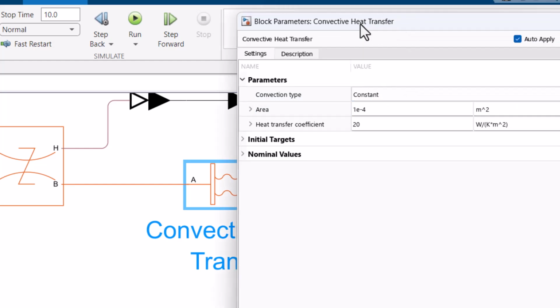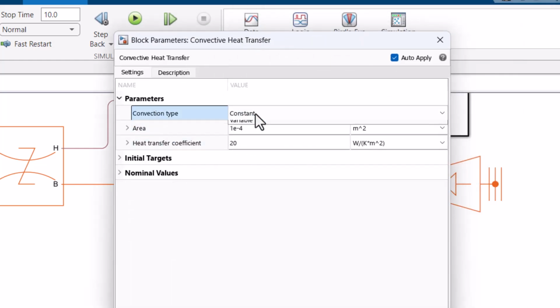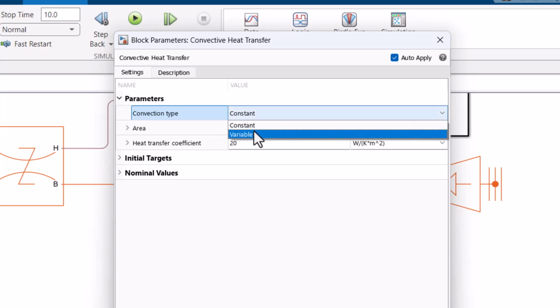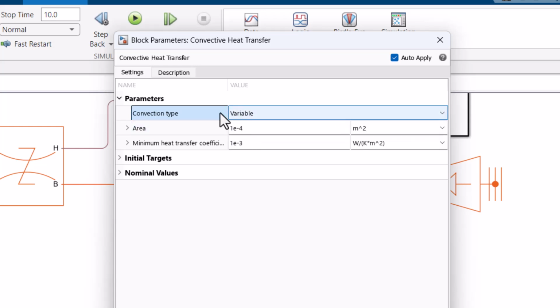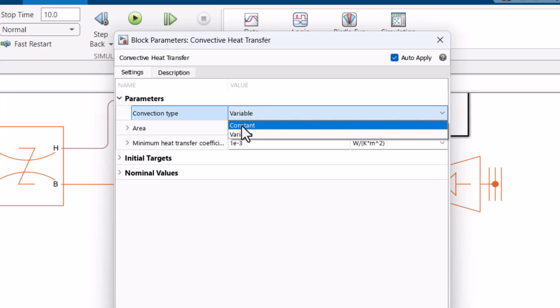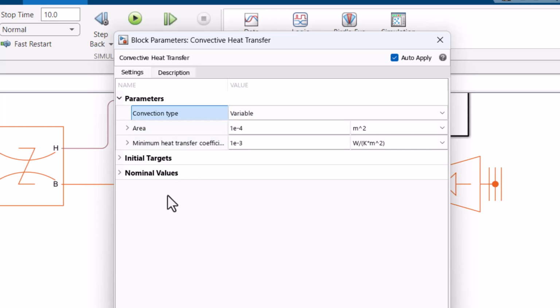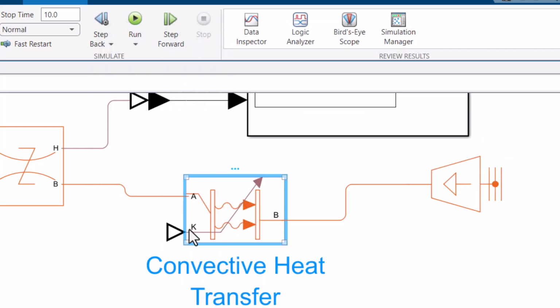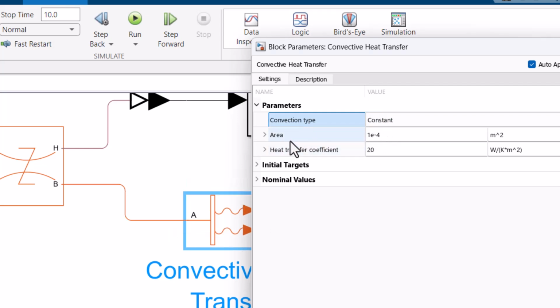Now, how about convective heat transfer? So I double click on it, and again, as in the conduction block, we have multiple options. You can have a constant H or a variable H. And if I choose variable, I can send a signal to this block and tell it what H is. But in my case, it is a constant. I know it is 40 watts per Kelvin square meters.